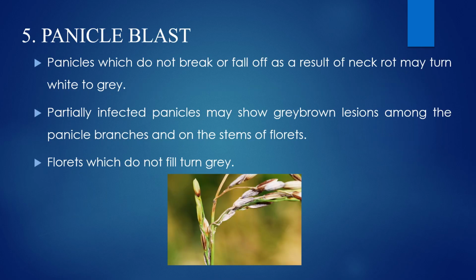And finally, panicle blast. Panicles which do not break or fall off as a result of neck rot may turn white to gray. Partially infected panicles may show gray-brown lesions among the panicle branches and on the stems of the florets. The florets which do not fill turn gray. This is the panicle blast on rice crops.